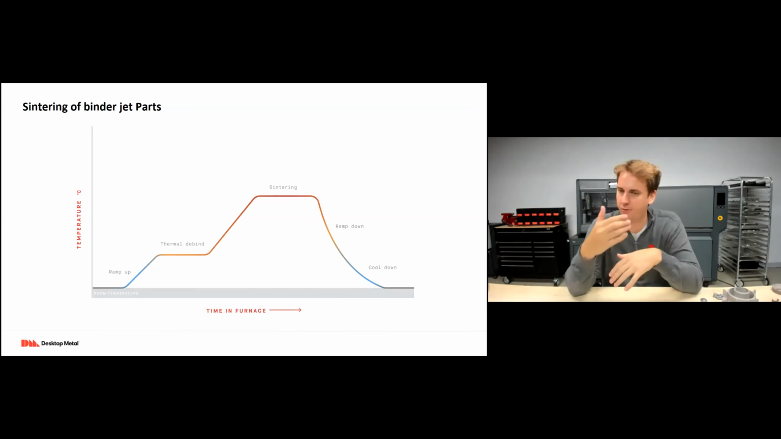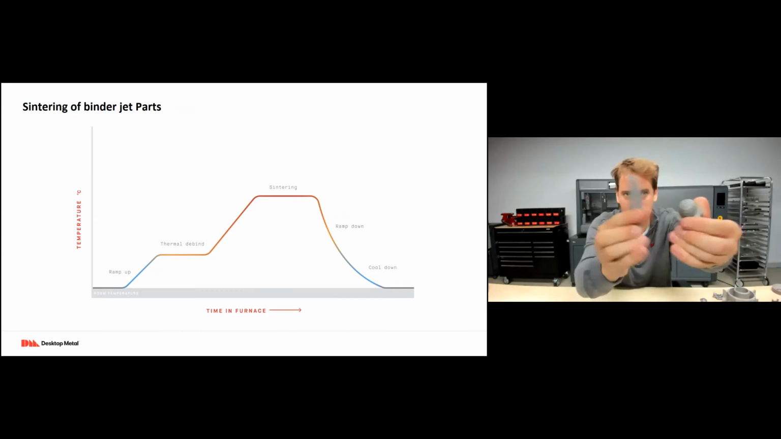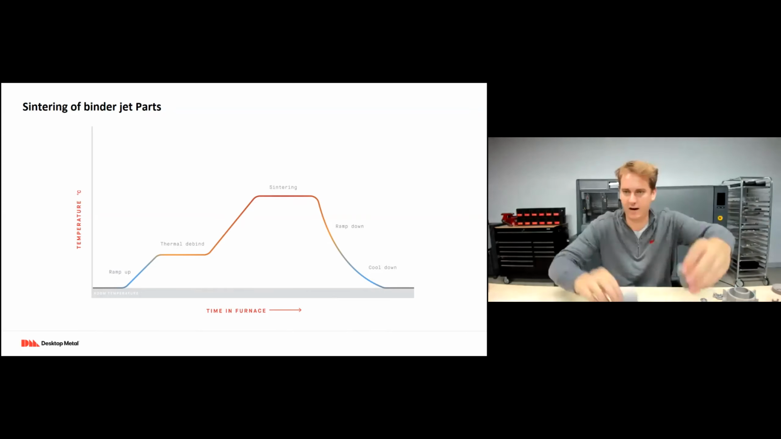The furnace is first going to do a thermal debind where it's going to remove that last bit of binder out of your part, and then get up just below the melting temperature of the material to actually sinter the part into a strong, dense metal part. You can see I have some binder jet parts with me here today, and these are nice steel parts, and I'll show you some in high detail under the scope.